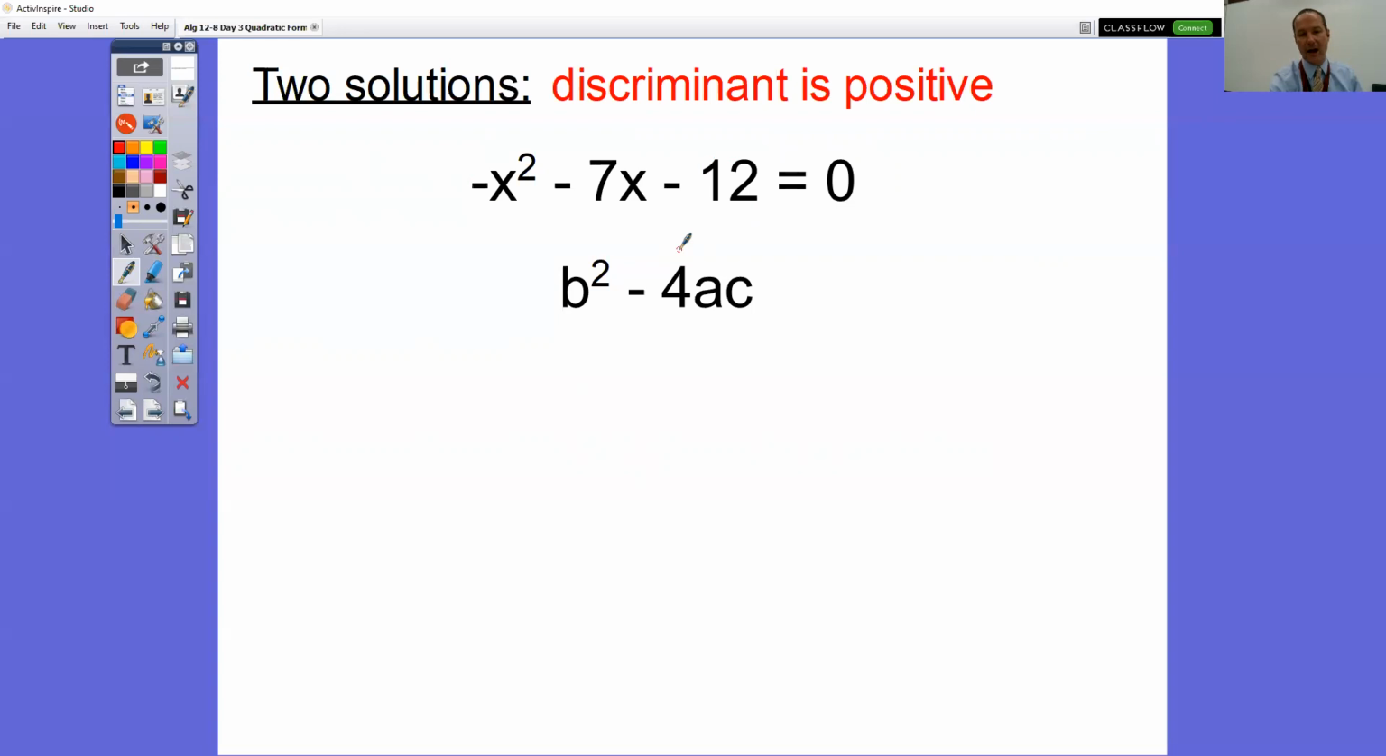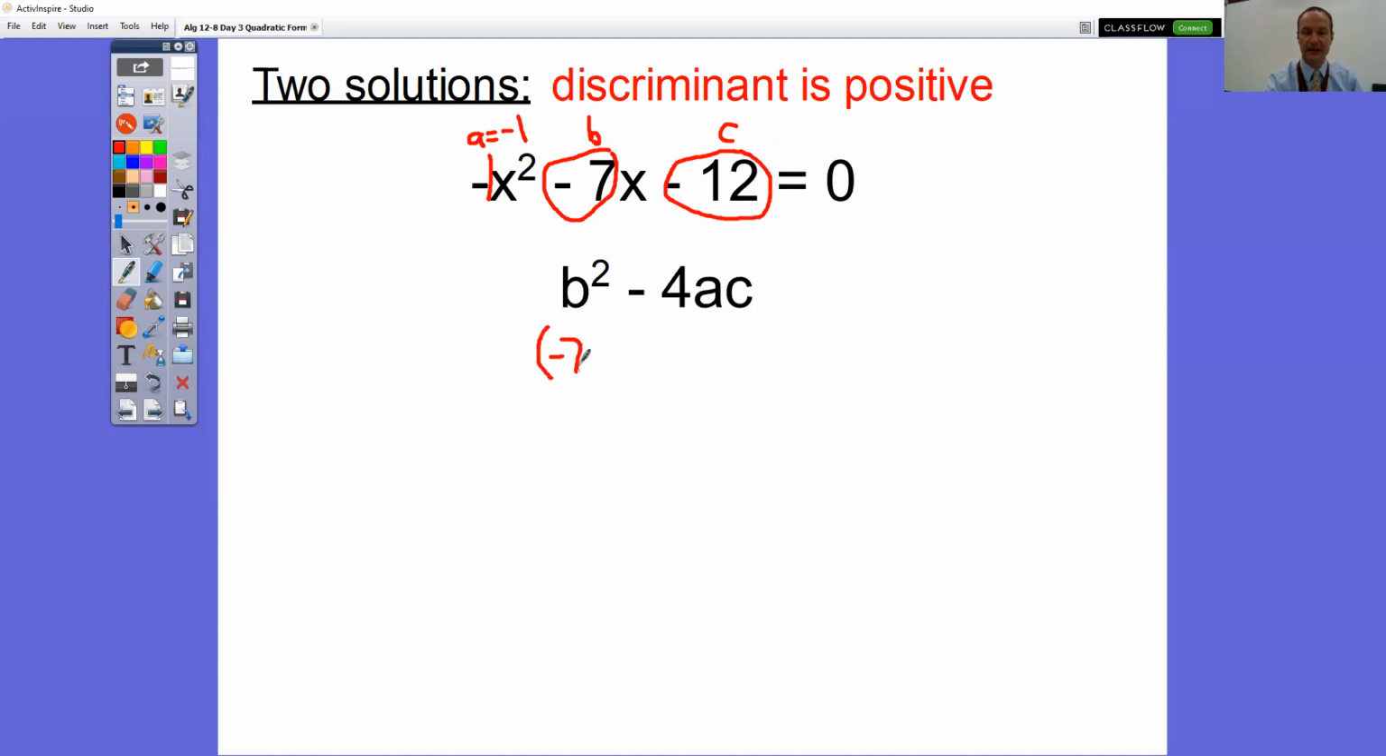The first thing that I would personally do is identify my A, B, and C first. Remember that when there's a letter by itself, there's really a 1 in front of it. So my A value is equal to -1 here. My B value is the number in front of my X, so my B value is -7. And my C value is -12. All that you're going to do is sub those numbers into the formula. You still have to be careful with the negatives when you go to square it, just like we've been careful in the quadratic formula.